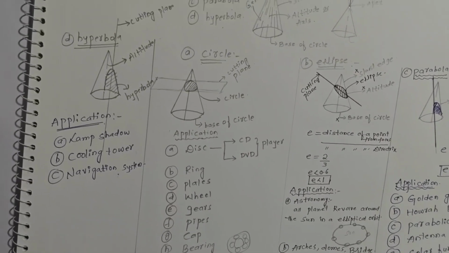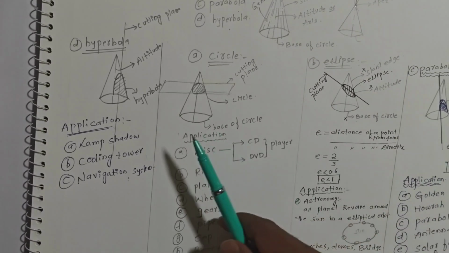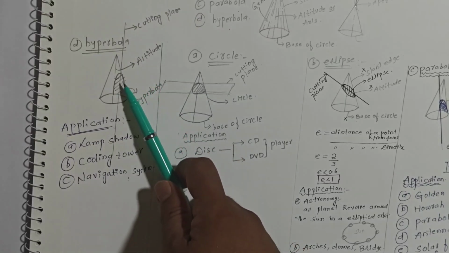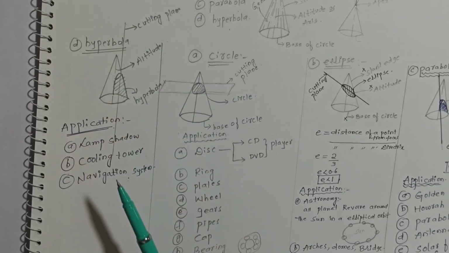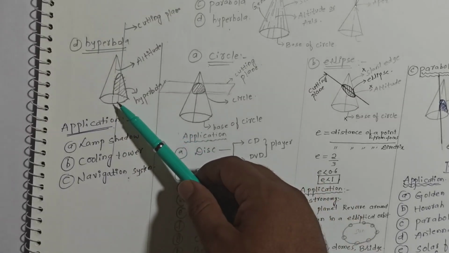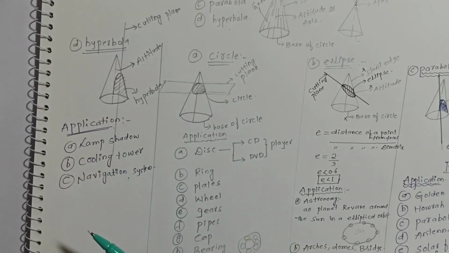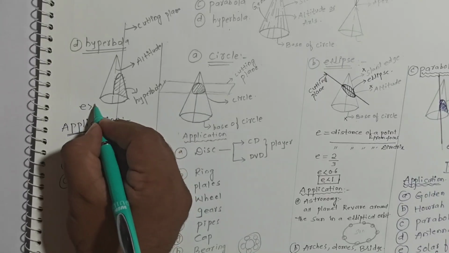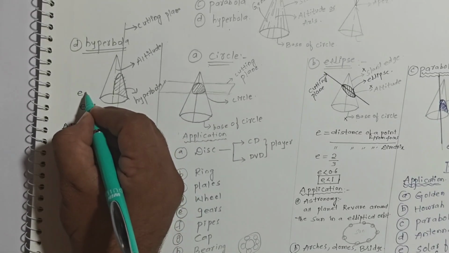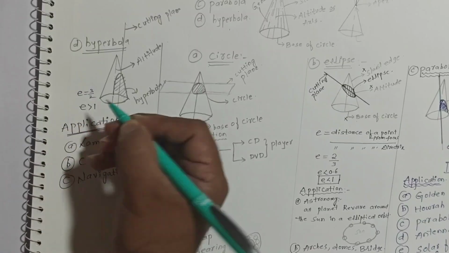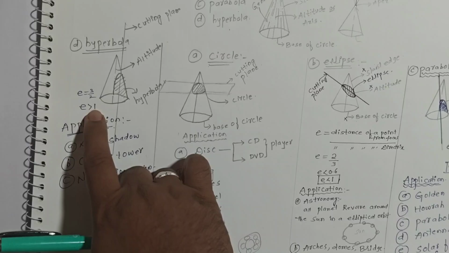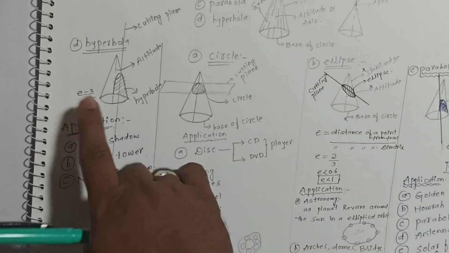And the next one is the hyperbola. We need to cut the cone in such a way that the cutting plane is parallel to the altitude. What will appear on the surface of the cone? It will appear as a hyperbola. Clear? Then one more thing, the eccentricity. The eccentricity of a hyperbola is greater than 1, and the ratio should be 3/2. Clear?